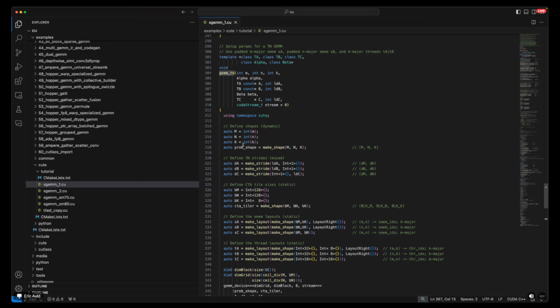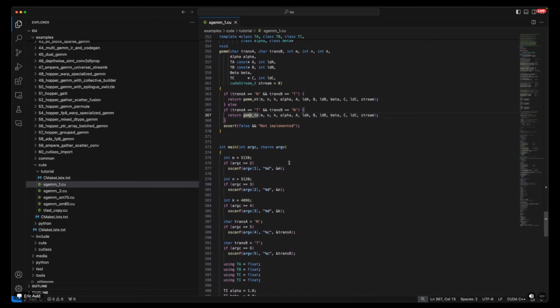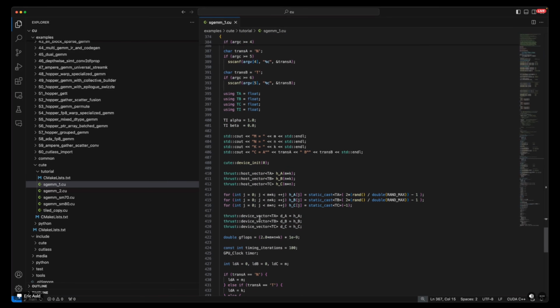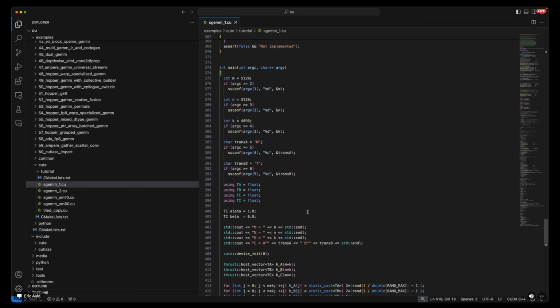Is it this tensor data type which is used here? Yeah, these are tensors. So where did it make the tensor? It used some of these, not all of them, in fact. Okay, so you see this is device vector. That's, I guess, just the most general thing.